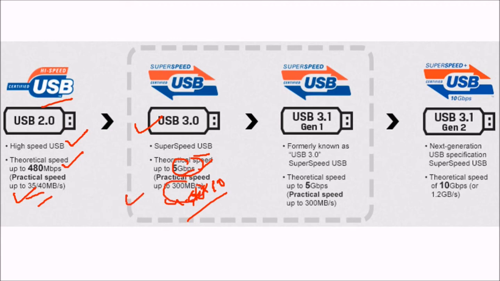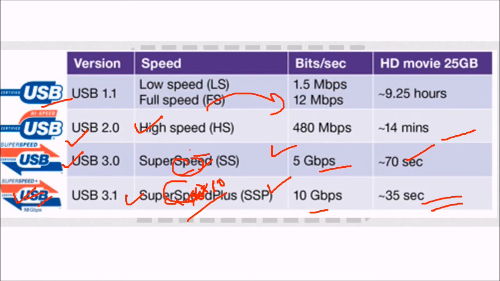This was actually 5 Gbps, but then came USB 3.1 generation 1. It was formerly known as USB 3.0 super speed, with a theoretical speed up to 5 Gbps again, and 300 MB per second. The power management performance was increased in 3.1 generation 1. But when it came to 3.1 generation 2, the next generation USB specification, super speed USB, the speed was 10 Gbps. You can get around 1.2 GB per second. So these are the variants. Let us see more about it.